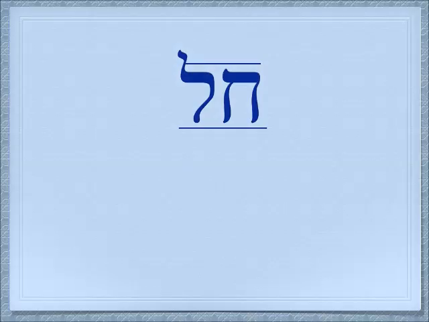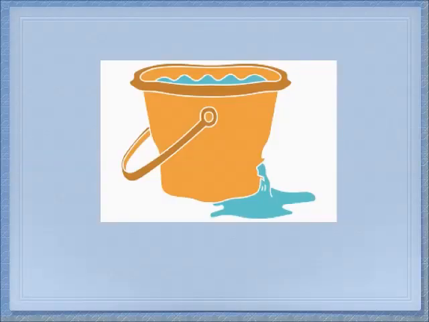The two letters we're looking at today are Chet Lamed. And we're going to find that most of the words that come from this pair have something to do with a whole. So it's interesting, it's an English cognate, whole, chol. We'll see how it's all related.